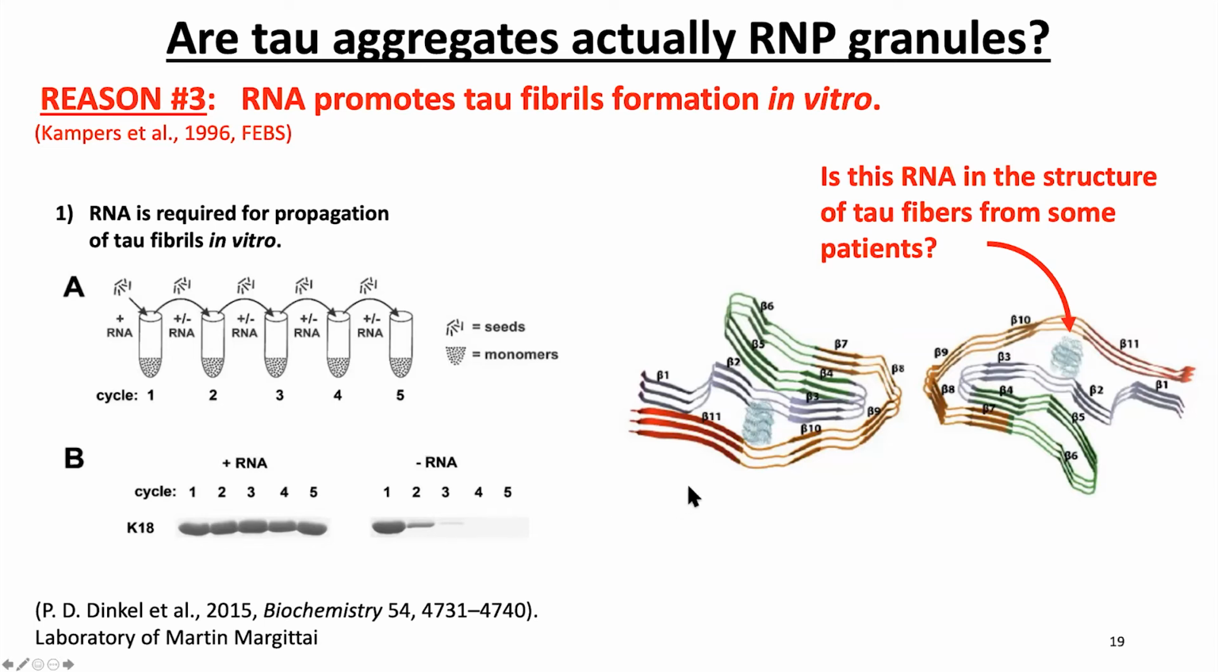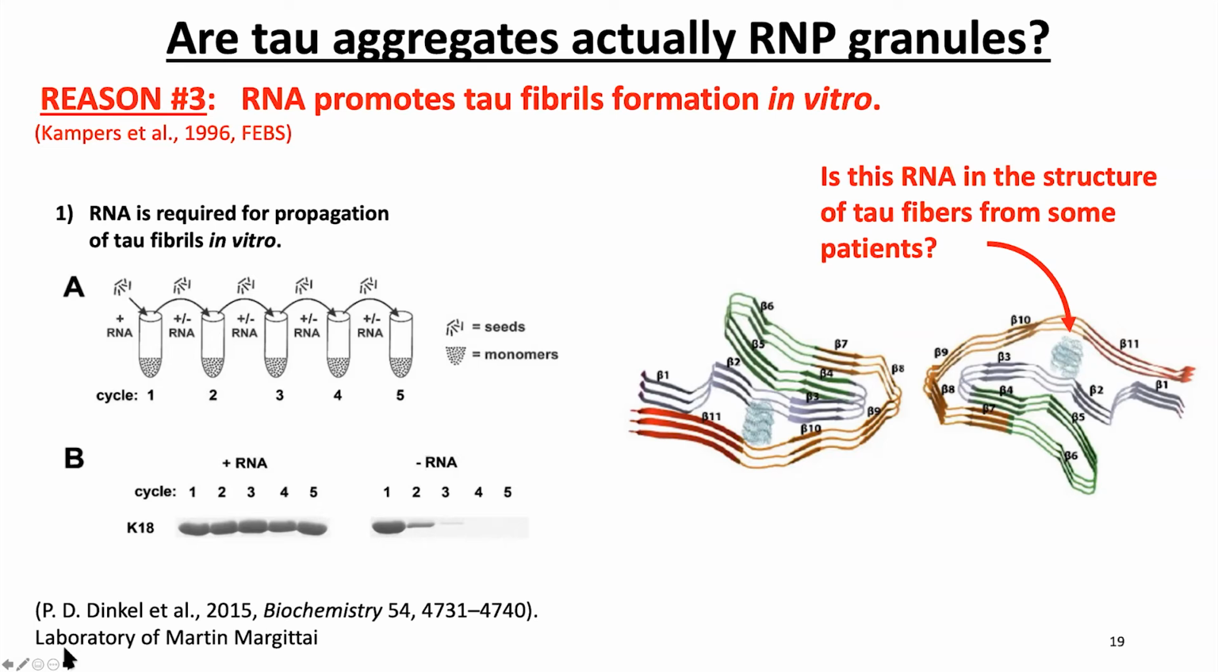And if you look in the structures of some of these, these are structures of tau fibers formed from patients where they're solved by using cryo-electron microscopy. And you often see these kinds of things in here. You can see this fuzzy region here that nobody really knows what this is. They haven't been able to solve the structure of that part of it, but it actually looks very much like it might be an RNA molecule. So maybe RNA is actually part of these fibers even in patients where they form the pathogenic disease. All right, so that's why we wanted to address this question.